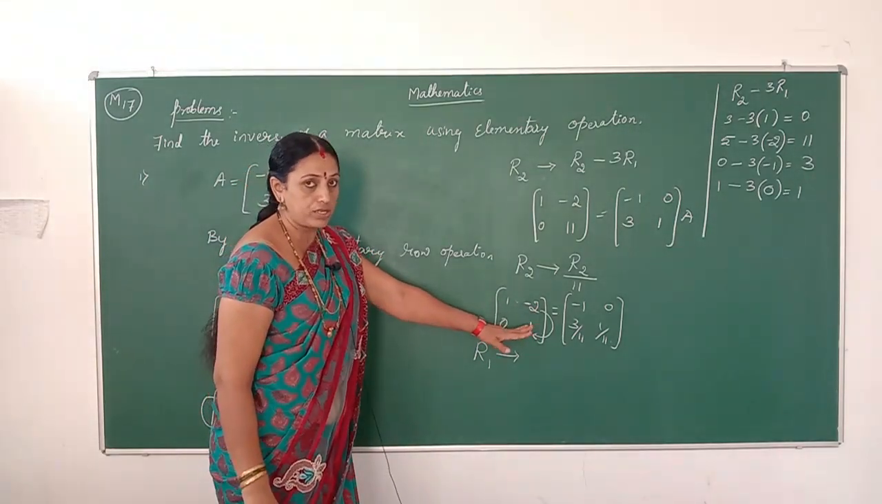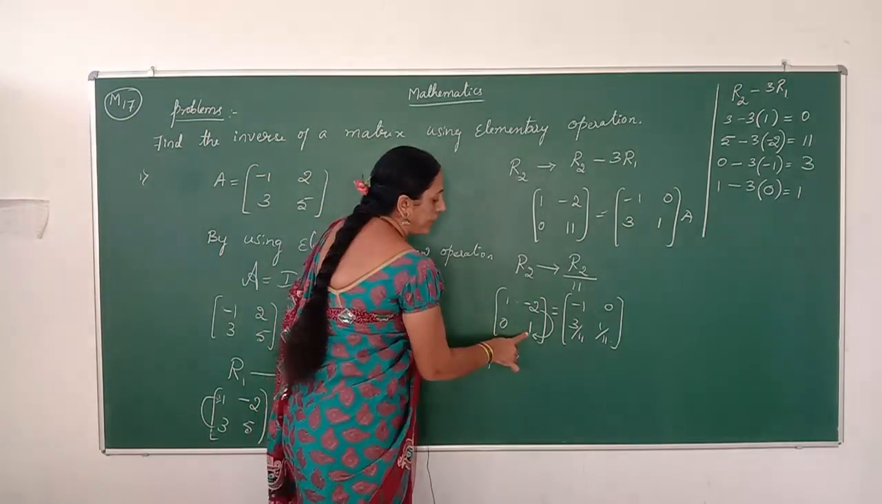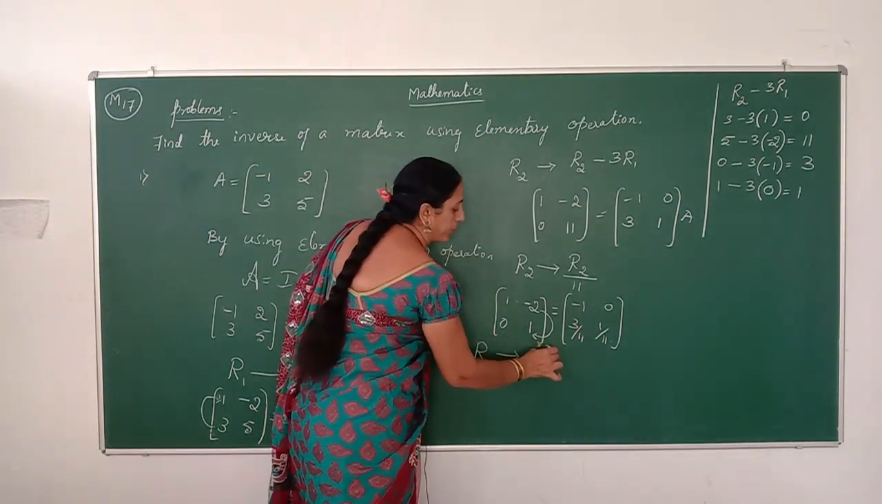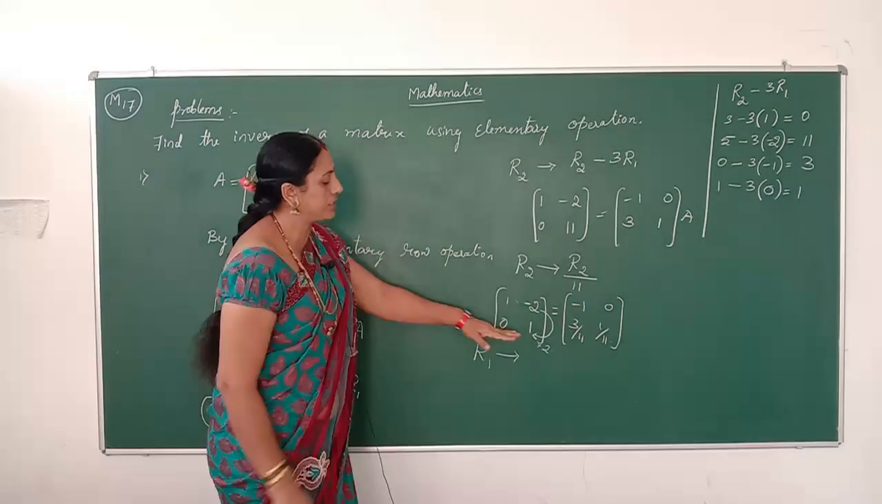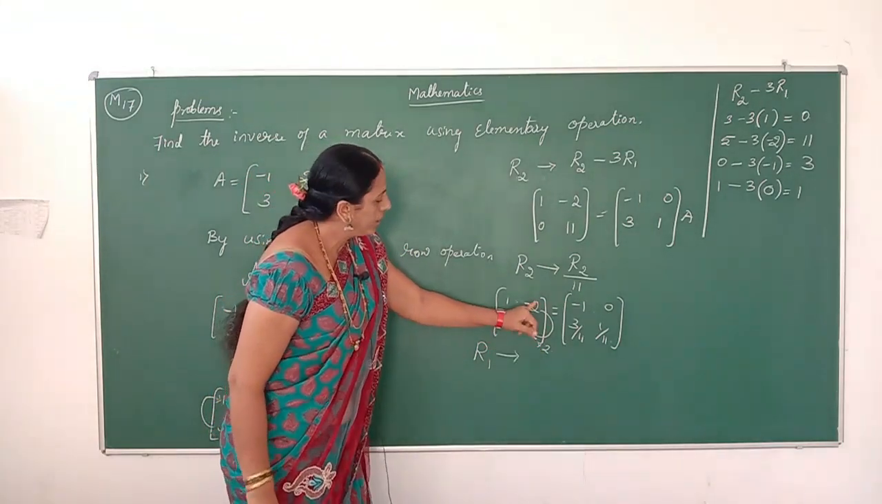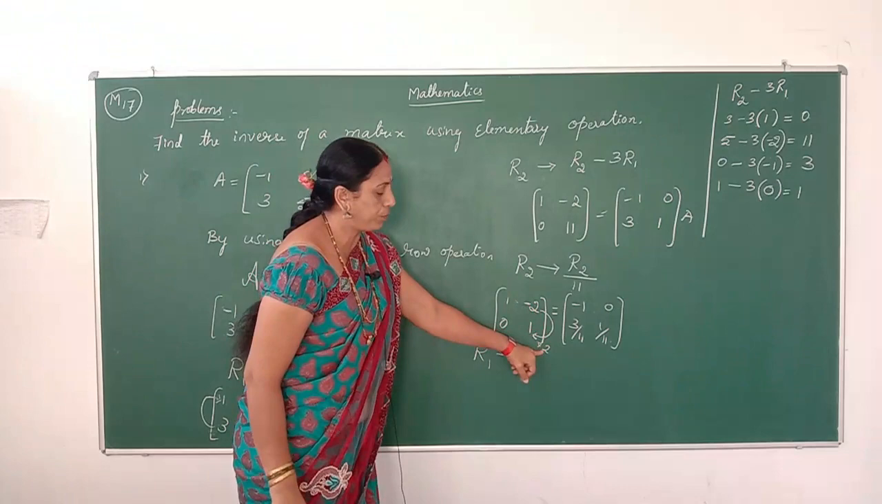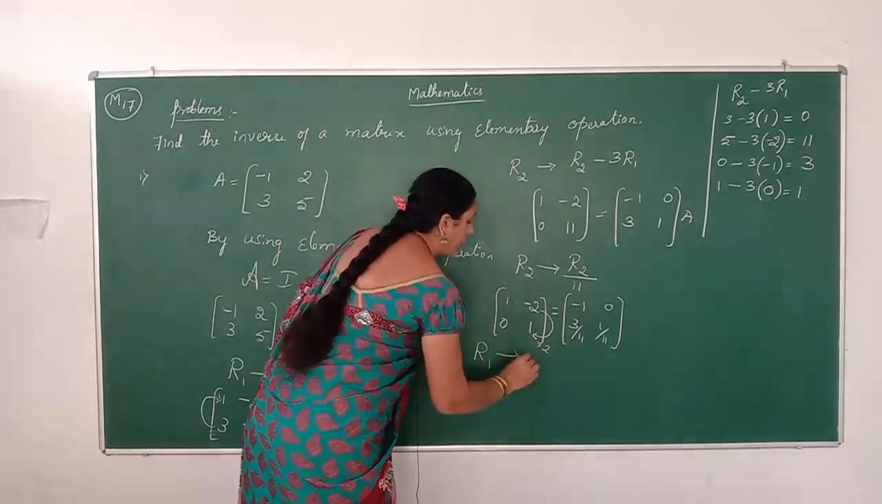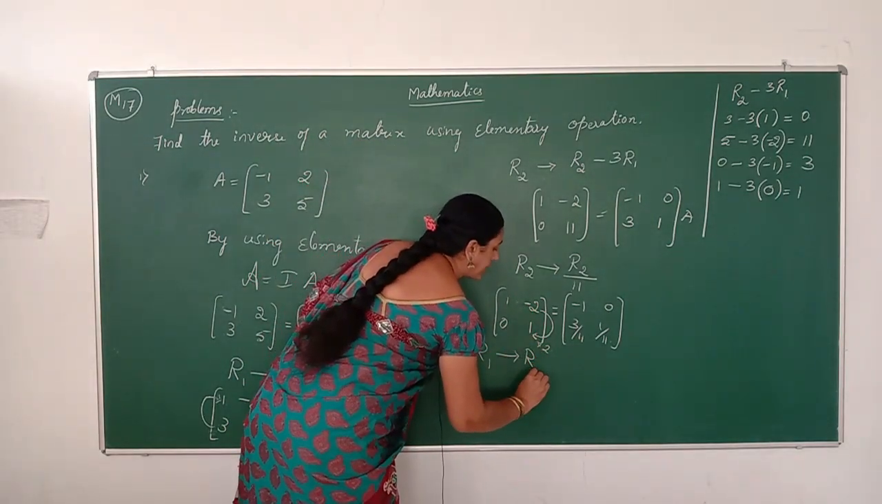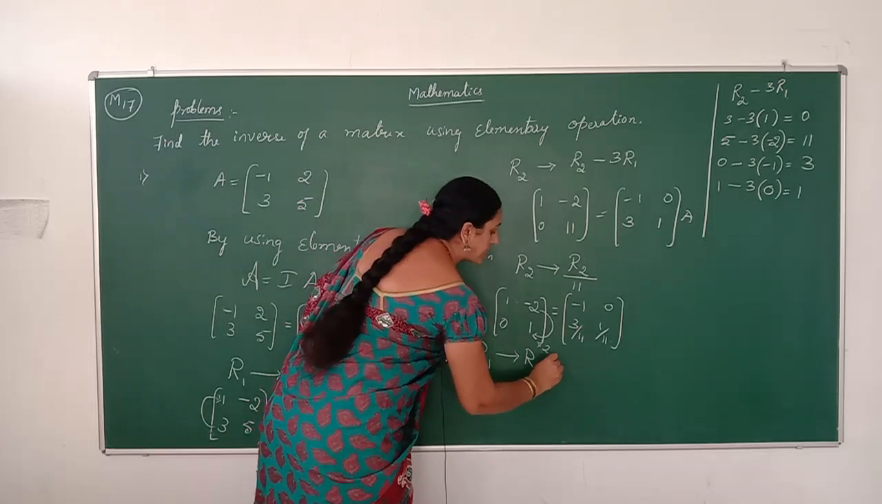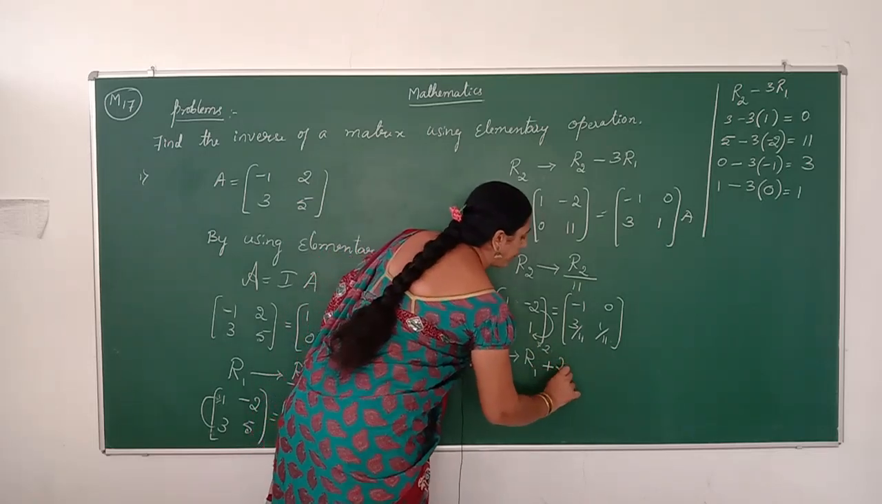It's not equal to 0. Therefore, if that element is multiplied by 2, suppose the second row elements are multiplied by 2, after addition of these two elements it is nothing but 0. Minus 2 plus 2 is 0. Therefore, R1 can be changed to R1 plus 2 times R2.